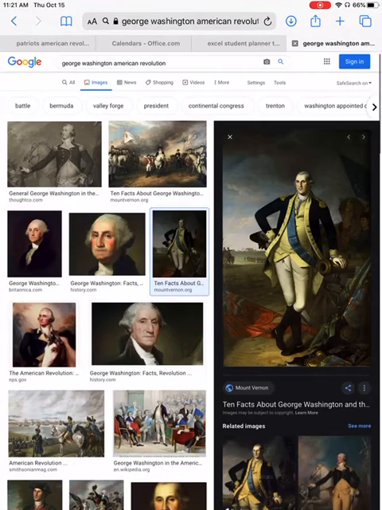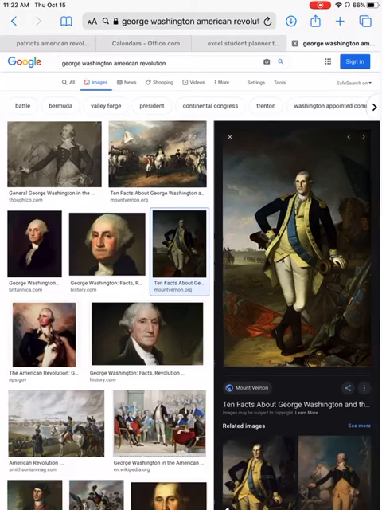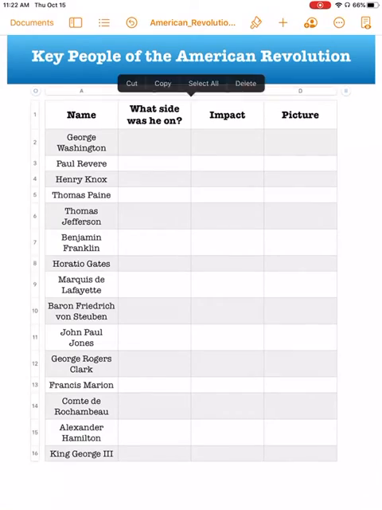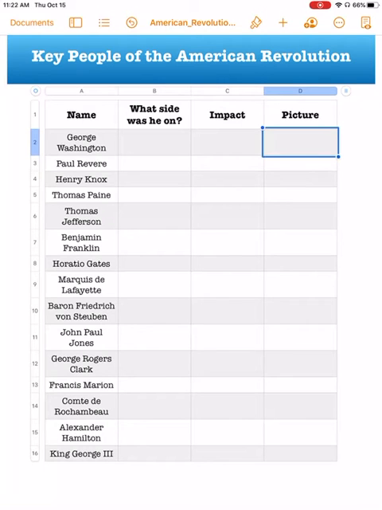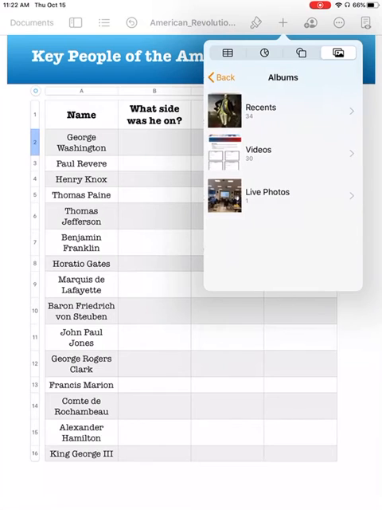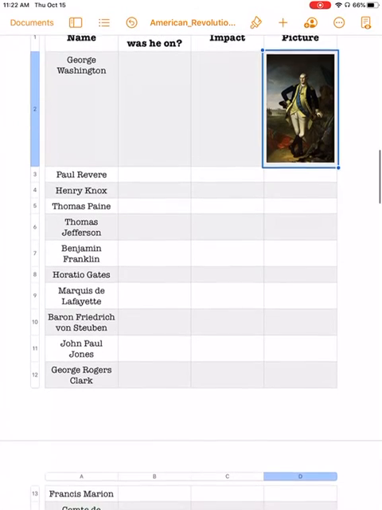To add that picture, I suggest saving it, add to photos, and then when you go to pages, make sure you click on that box. You see how I just made that box highlighted, then you go to the plus, photo, recents, and you see how it goes right into that box? And it is right there, and it's perfect. So again, I would do something along those lines to add in the picture.